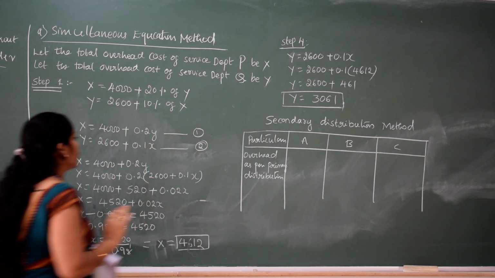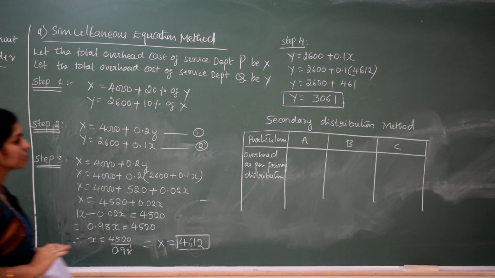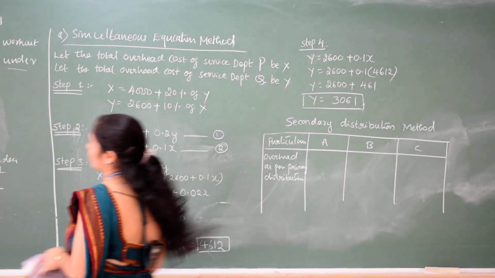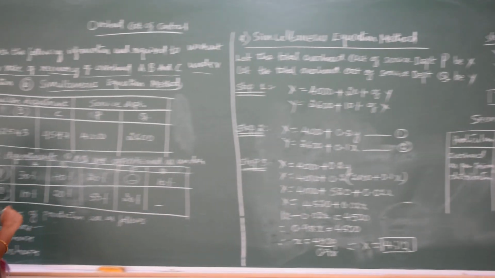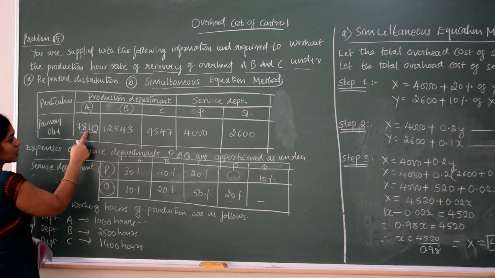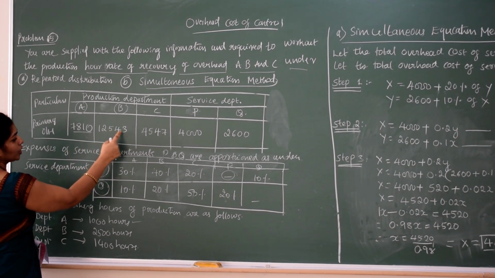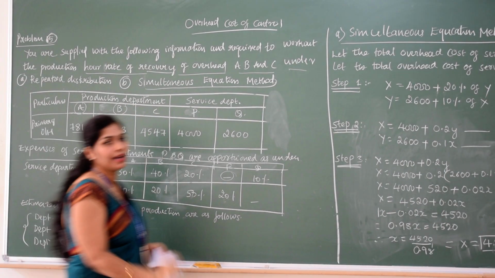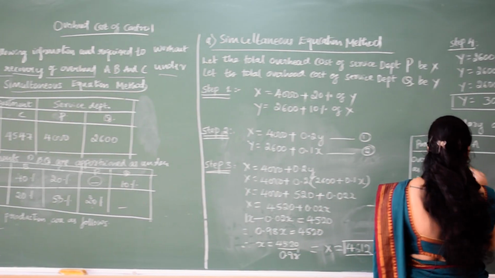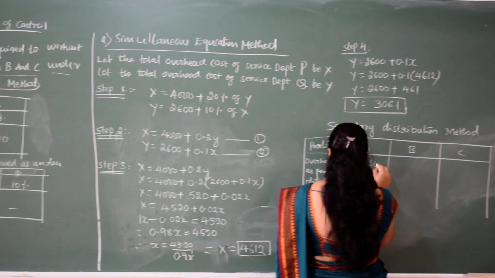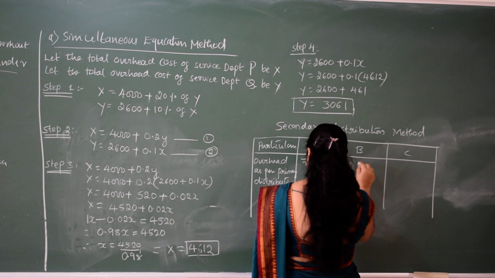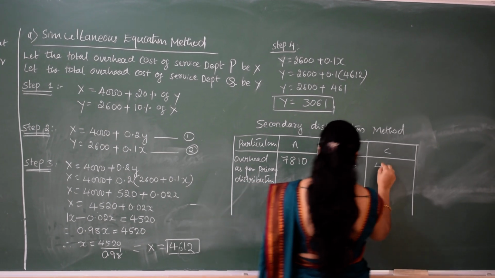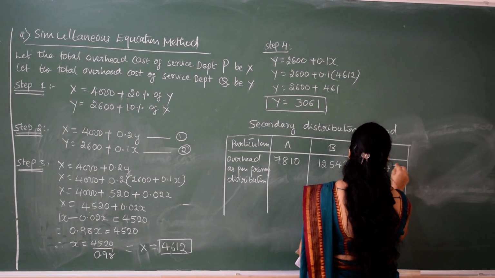First we have to write down the overhead as per the primary distribution. How much is the overhead as per the primary distribution? 7,810, 12,543, 4,547. Write it here: 7,810, 12,543 and 4,547.